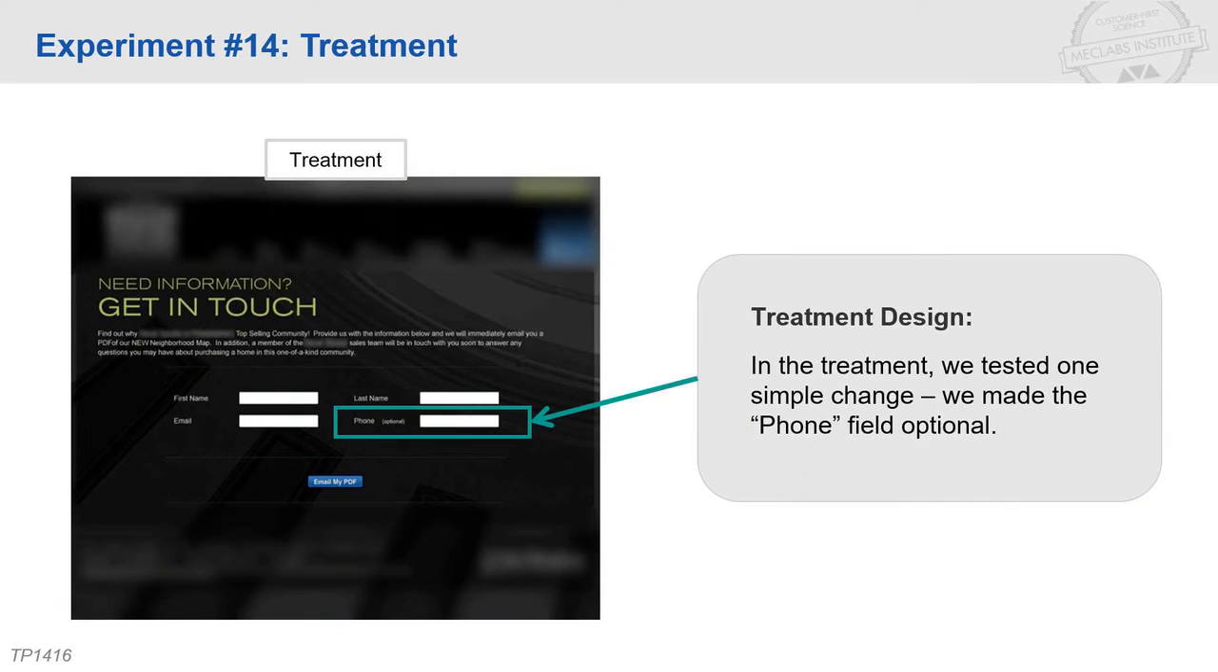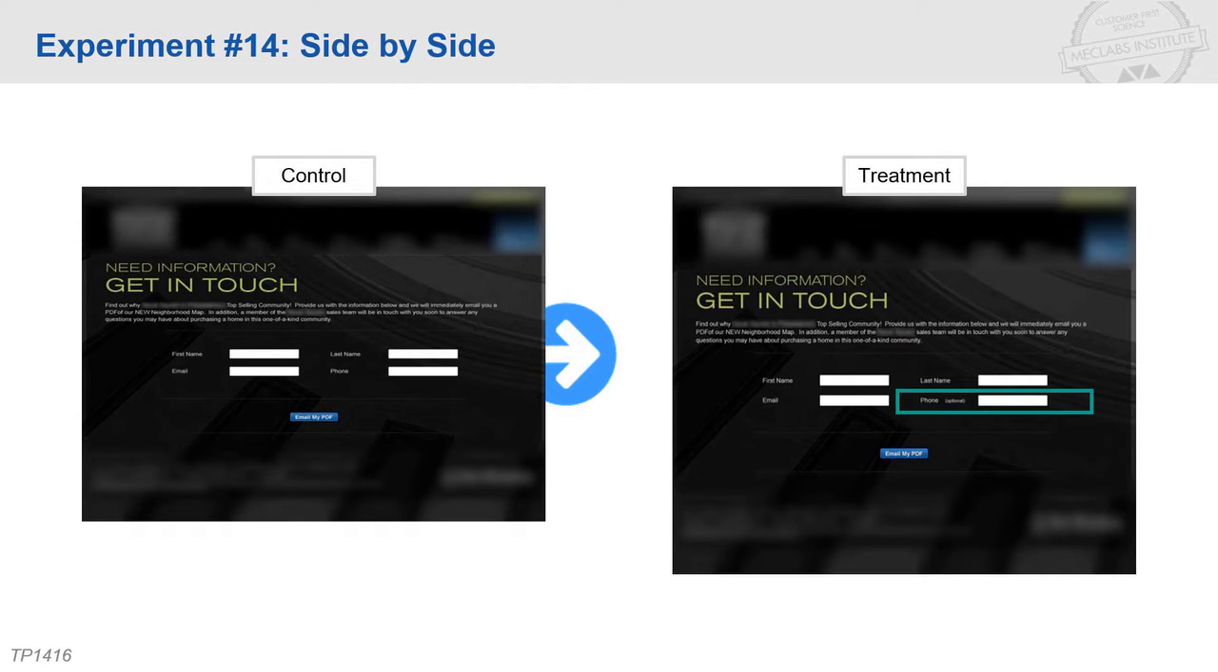Take a look at the two of these side by side. There is a control and there's a treatment. You notice the green box. What is the green box for? Well, in the treatment, we did the simplest, easiest change you could probably make here. We simply made the phone optional. Now, you all know about this. There's nothing profound about making the phone optional. You know that that takes some friction away.